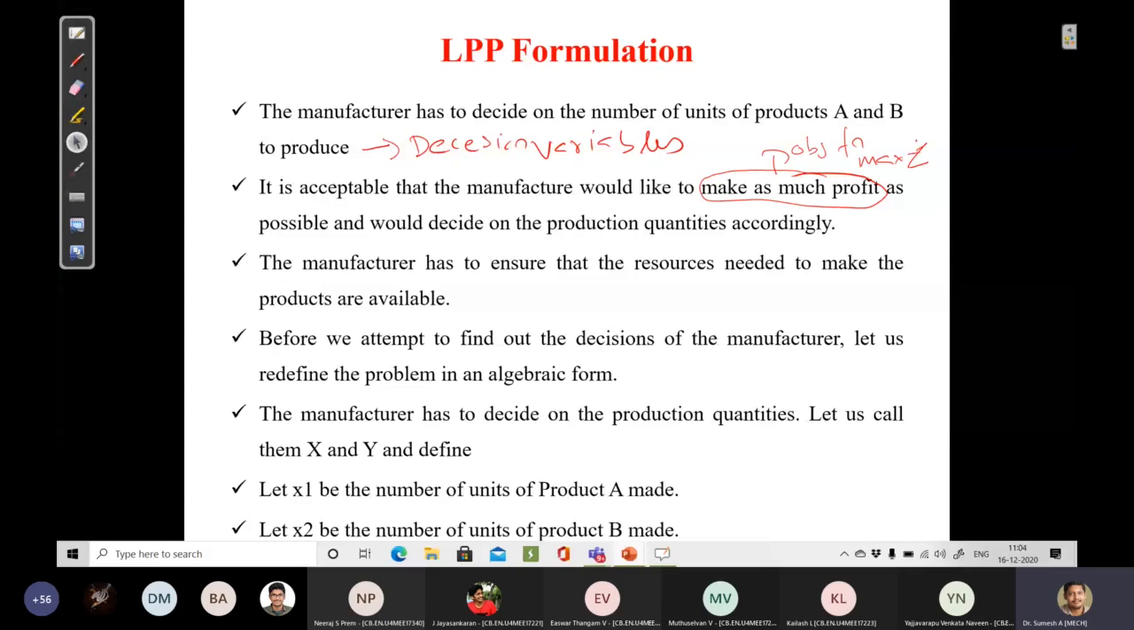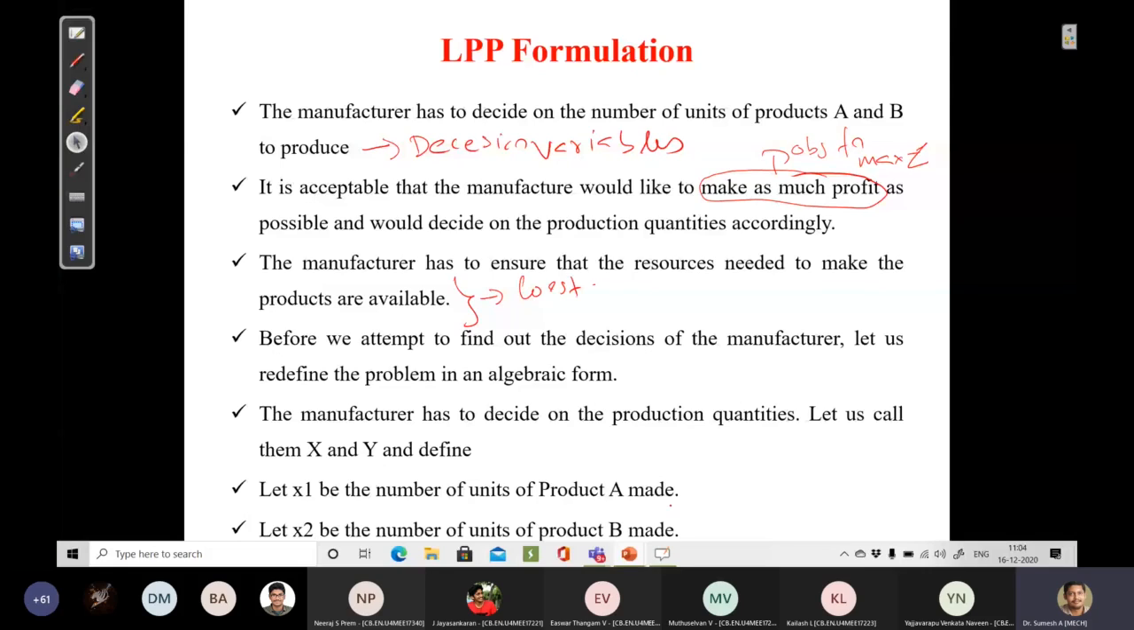So the manufacturer has to ensure that the resources needed to make the product are available. Those are supposed to be your constraints. Before we attempt to find out the decision of the manufacturer, let us redefine the problem in algebraic form. So we have made it, I have solved this on the board.